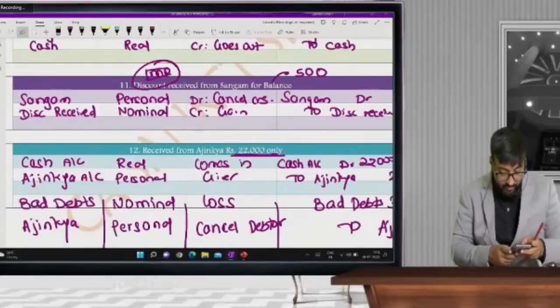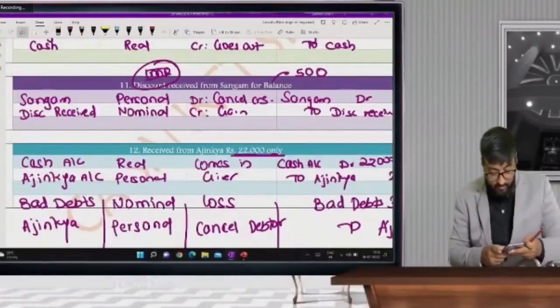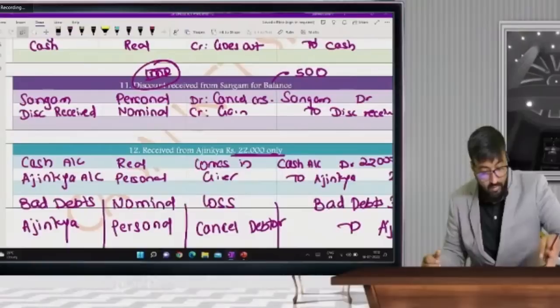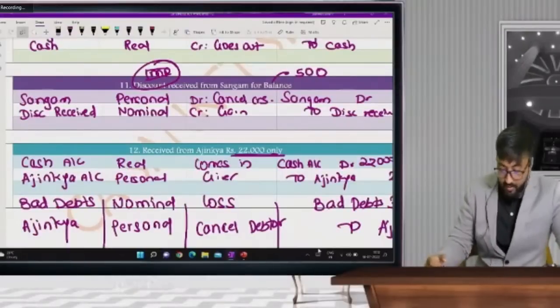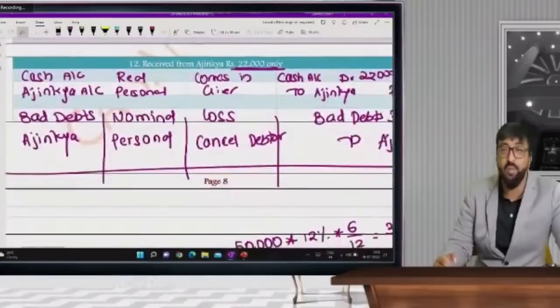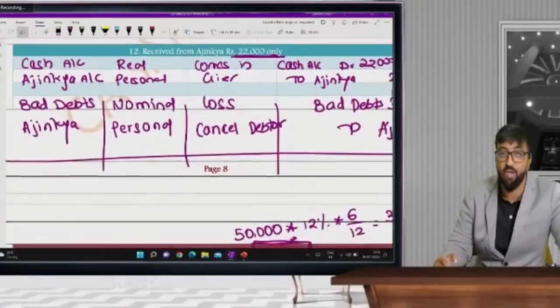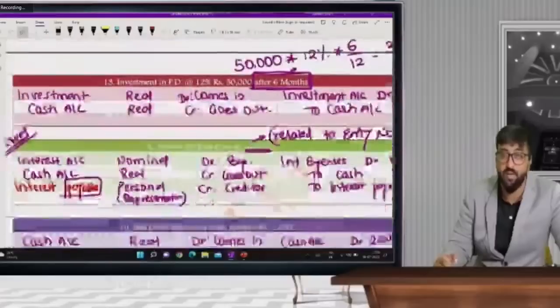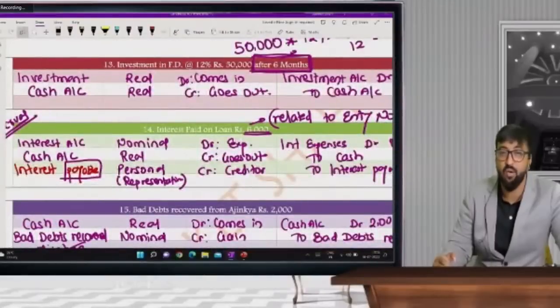Received from Ajinkya: cash account debit, bad debts account debit, to Ajinkya. Cash account comes in, bad debts is our loss, and Ajinkya is our giver. Investment in FD: investment account debit to cash. Interest paid on loan, beta. Interest is the accrual concept, so interest account debit to cash and to interest payable. Interest payable is a personal account.